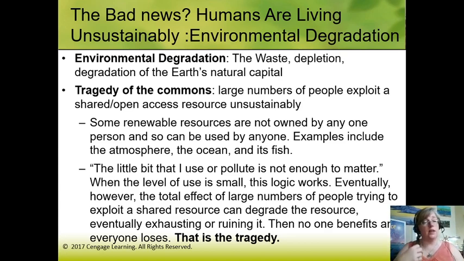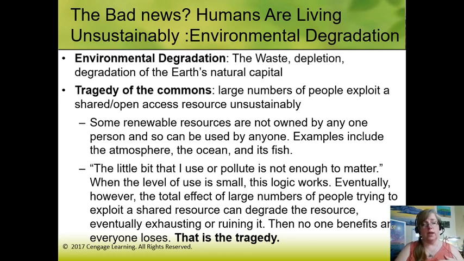Tragedy of the commons is one of the things we're going to work on with this section. I have a whole little mini lesson on tragedy of the commons. It's where a large number of people are going to exploit a shared or open access resource unsustainably. What happens is that if no one person in particular owns it, then everybody feels like they can use it, and they don't care about rebuilding it because they always push that off on somebody else.